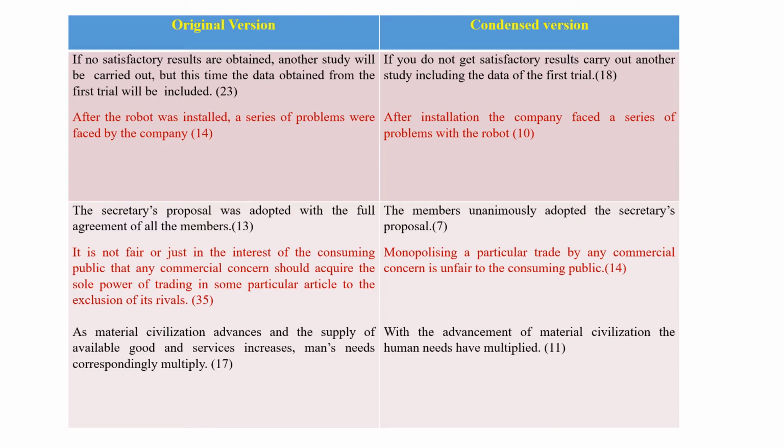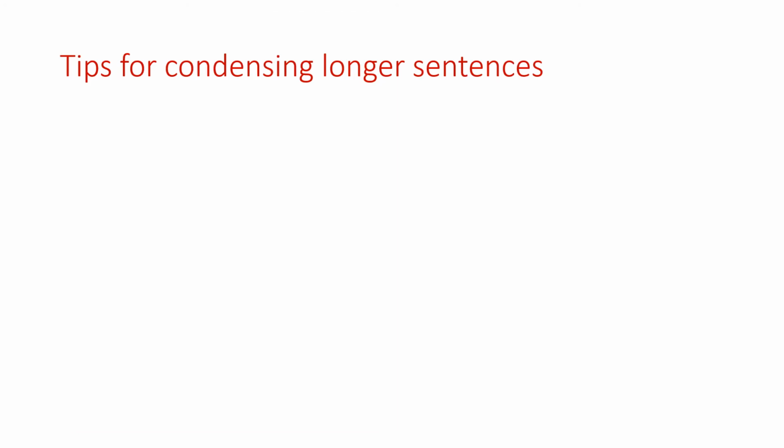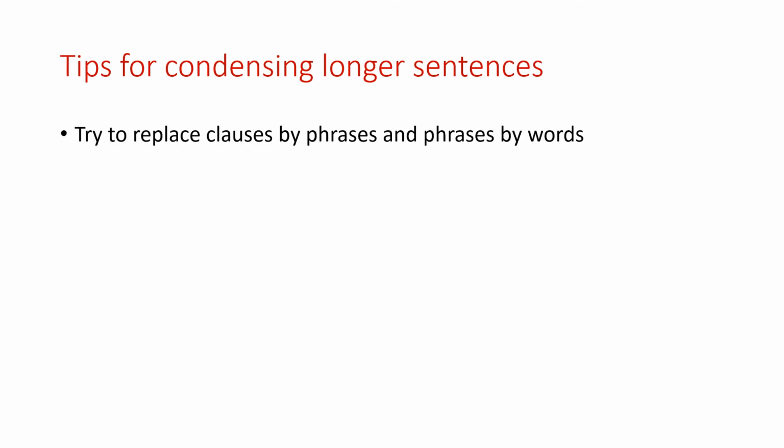Now we'll go through the tips for condensing longer sentences. The very first tip is that we must try to replace clauses by phrases and phrases by words. The second tip is we have to make use of one word substitutions wherever we can substitute longer words or so many words with a single word.